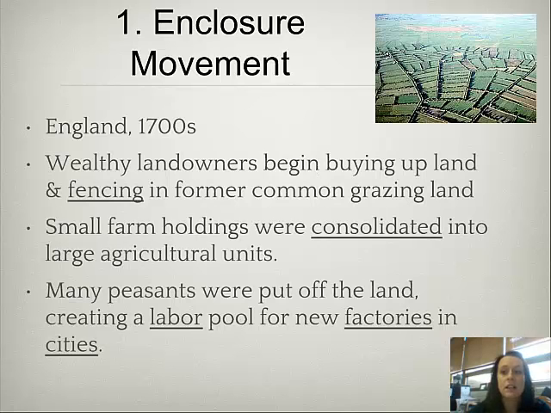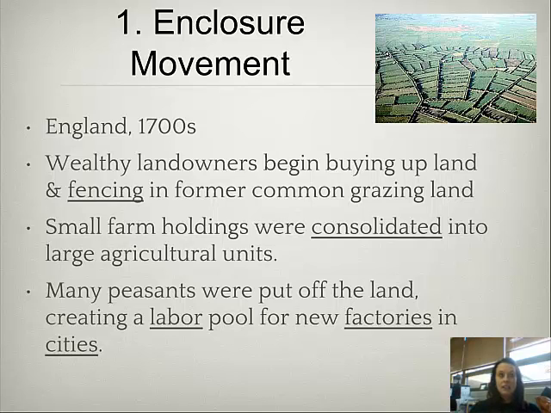The first thing that causes the Industrial Revolution is the enclosure movement. This happens in England in the 1700s, and it's when wealthy landowners start buying up a lot of the farmland, and they fenced it in. So it used to be common land that people would use to grow crops or let their animals graze there. But these landowners bought it all up and put a fence around it so nobody could get in. And this created large farms, like big farming movements.